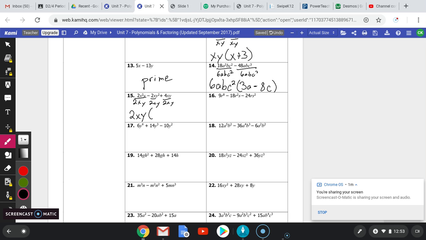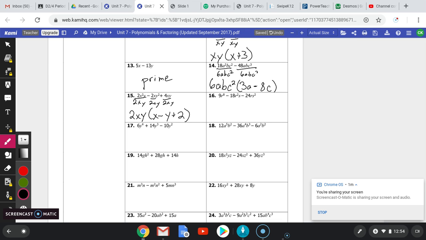So what's left over? 2 divided by 2 is 1. X squared divided by x is x, and the y's cancel. Okay, minus 2 divided by 2 is 1. Looks like the x cancels here, and then the y squared divided by y is just y. Plus, now 4 divided by 2 is 2, and the xy's cancel. Okay.